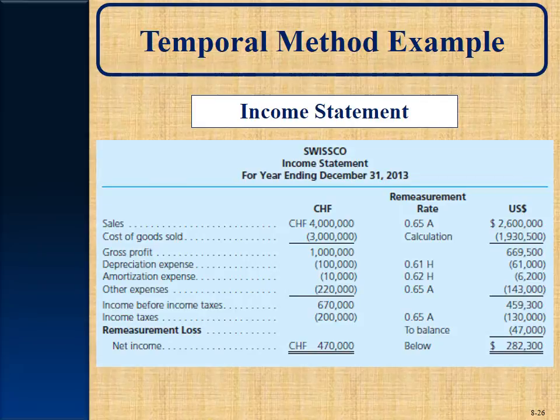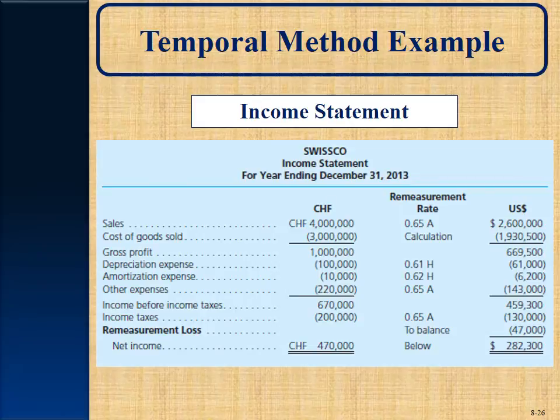So we'll come up with basically operating income of $459,300. I'm sorry. No, we're not. Yes, we are. $459,300. Now we're going to convert the income taxes at the average rate for the year. So the average 65 cents per franc, $200,000 of income taxes, $130,000 of income tax.